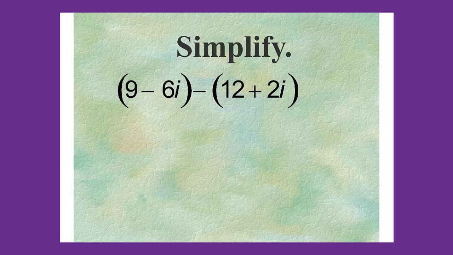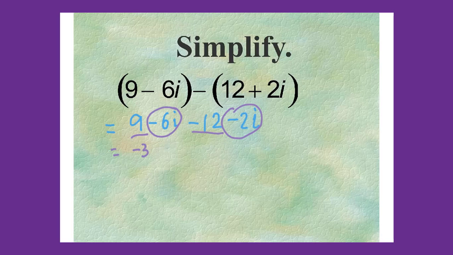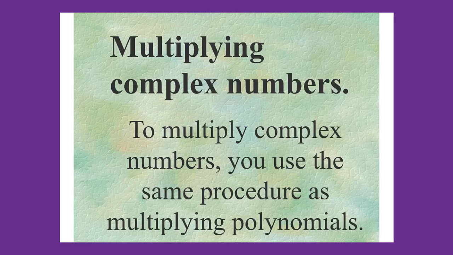Simplify. This is 9 minus 6i, then subtraction, minus 12 minus 2i. Then you combine like terms. 9 and -12, that's -3. -6i plus -2i means -8i.